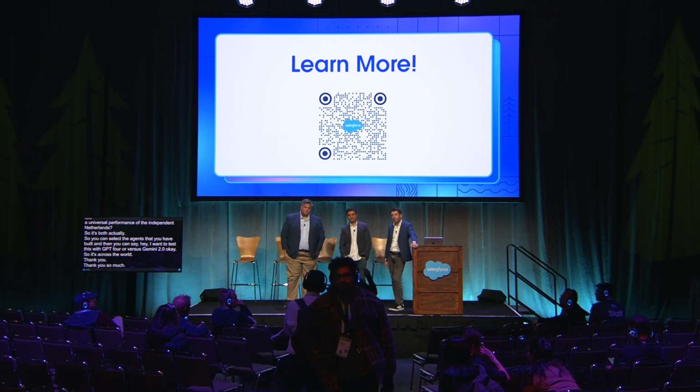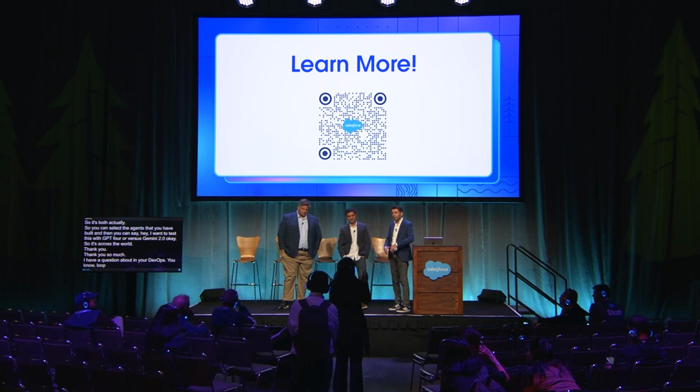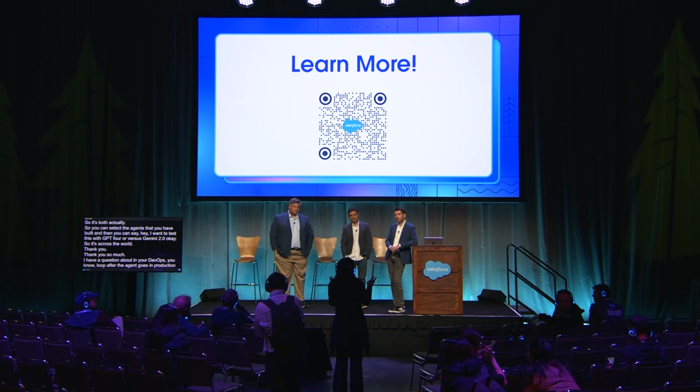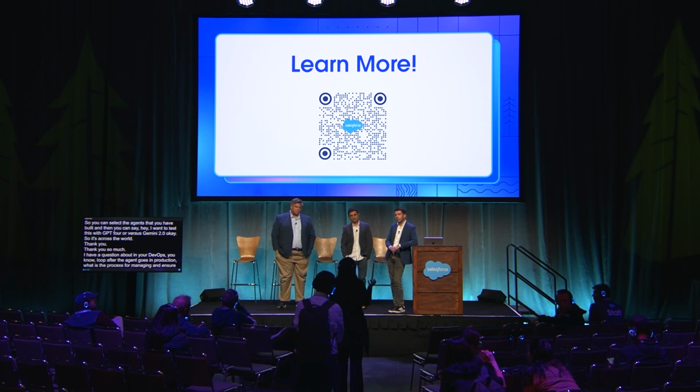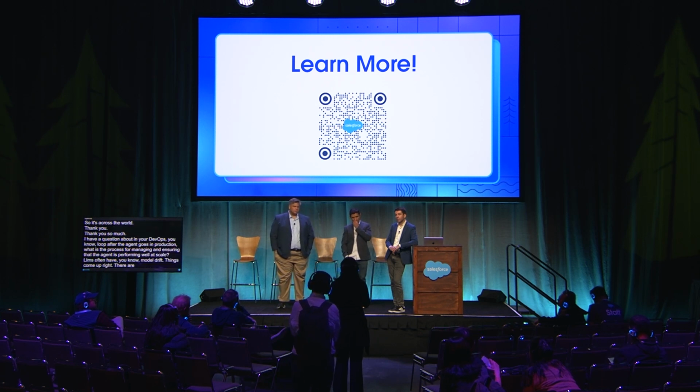I have a question about your DevOps loop. After the agent goes in production, what is the process for managing and ensuring that the agent is performing well at scale? LLMs often have model drift, things come up, right? There are knowledge gaps that maybe you haven't thought of before. Your documentation needs to be updated.